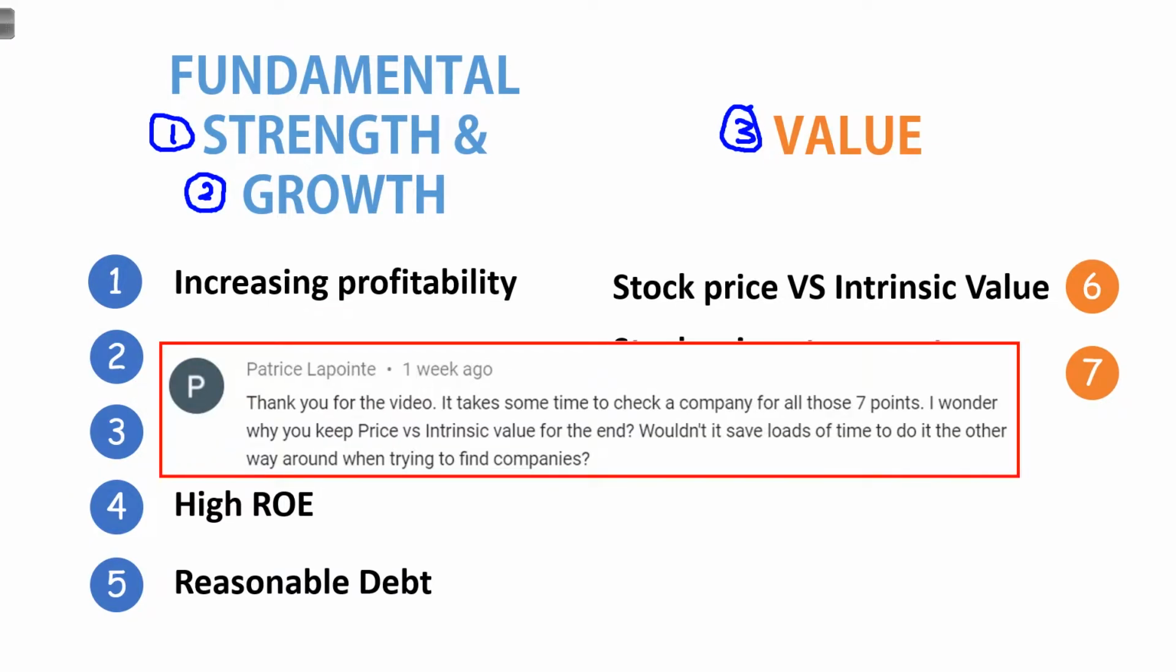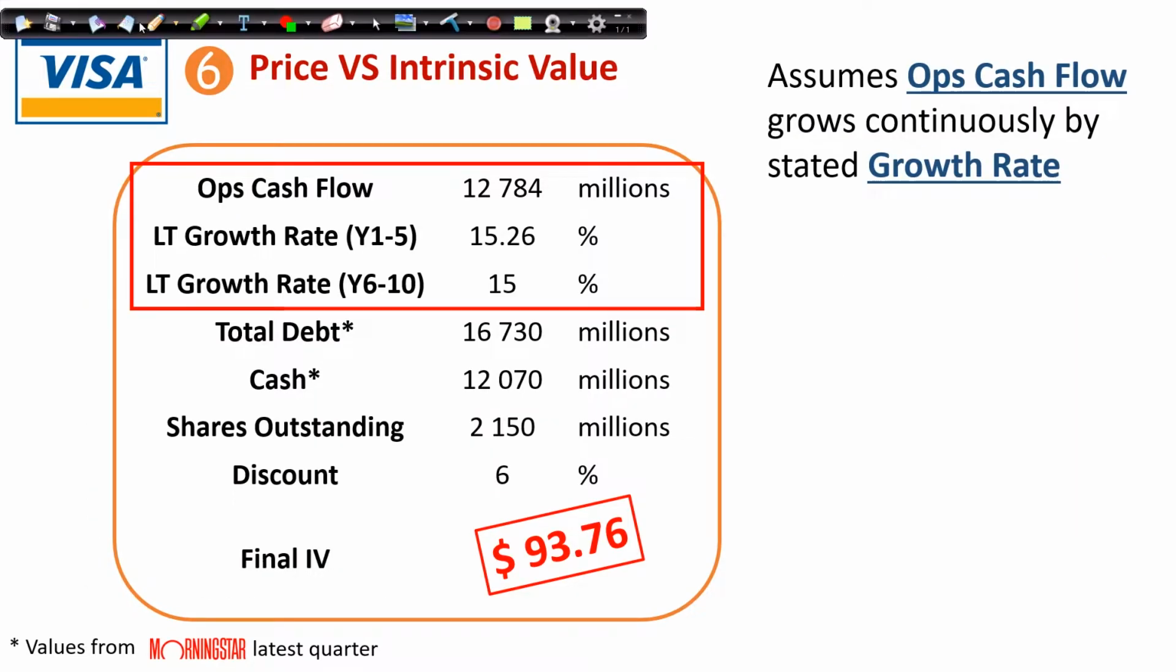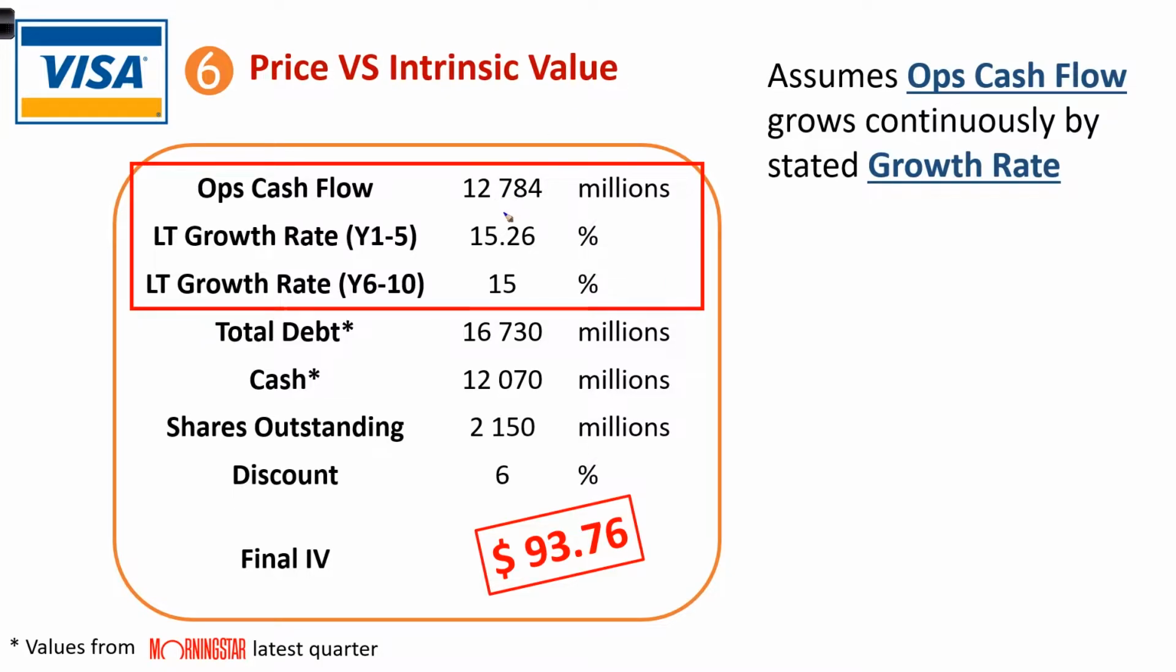And there is a reason why I do things from step 1 to 7 and not the other way around. That is because step 6, which is the calculation of the intrinsic value itself, builds on and relies a lot on our first two steps. In particular, the cash flow from operations and the growth rate. The modified discounted cash flow model that we use in step 6 assumes that the operating cash flow will grow continuously by the stipulated growth rate for the next 10 years. And it is on this basis that we arrive at the bulk of our IV.